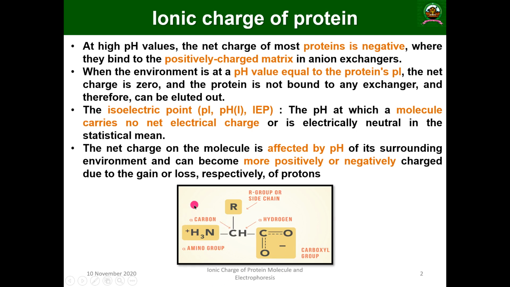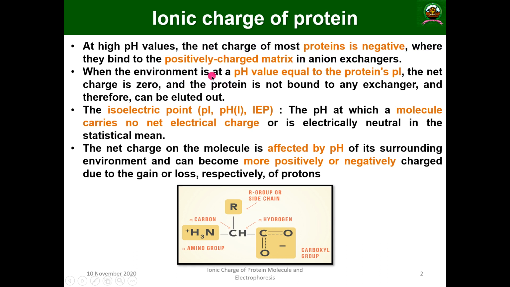In one end there will be a positive charge, and at the other end a negative charge, and a high level of ionization is happening. The ionic charge of protein is considered at a high pH value. The net charge of most proteins is negative, and they bind to positively charged matrix in anionic exchangers. If the protein has a negative charge, of course it will migrate to the positively charged matrix.